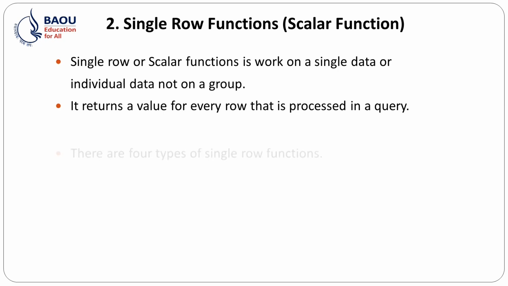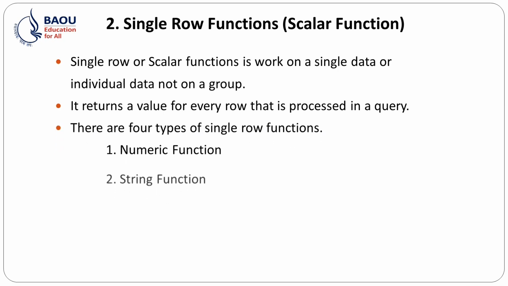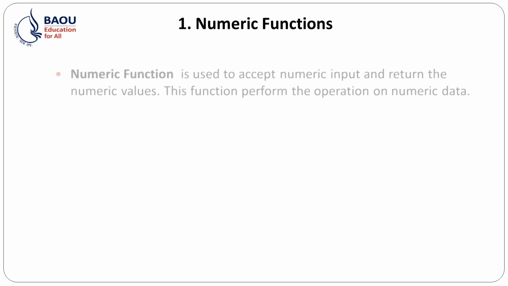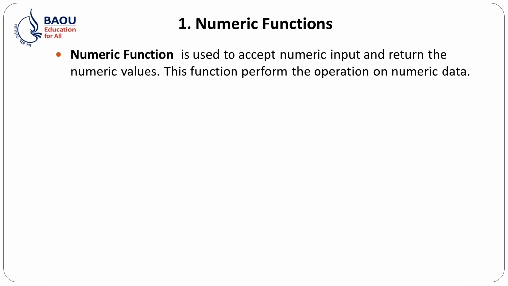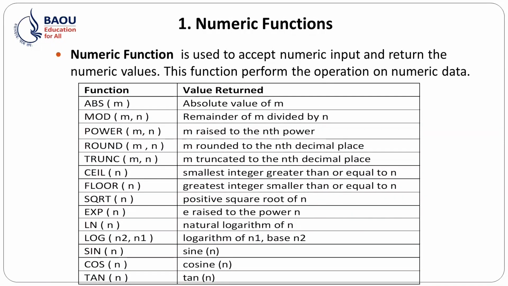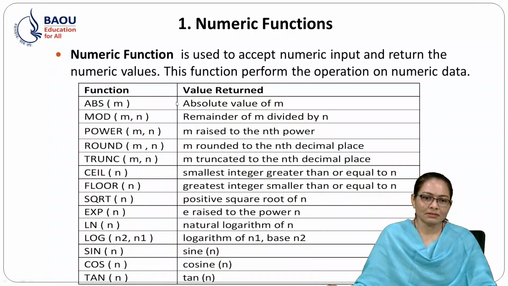There are 4 types of single row function. First is the numeric function, second is the string function, third is the date function, and fourth is the conversion function. See, first, numeric functions. These are functions that accept numeric input and return a numeric value. These functions perform operations on numeric data. In the table, all the functions are given.